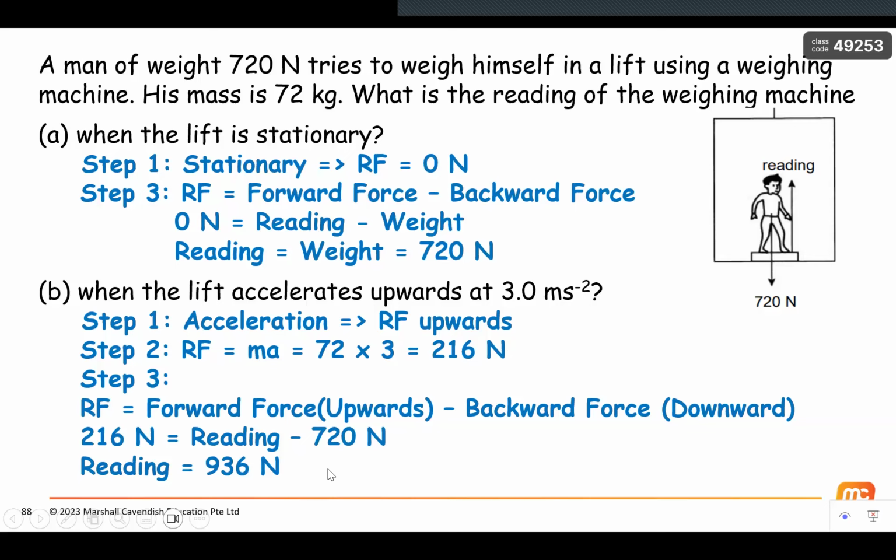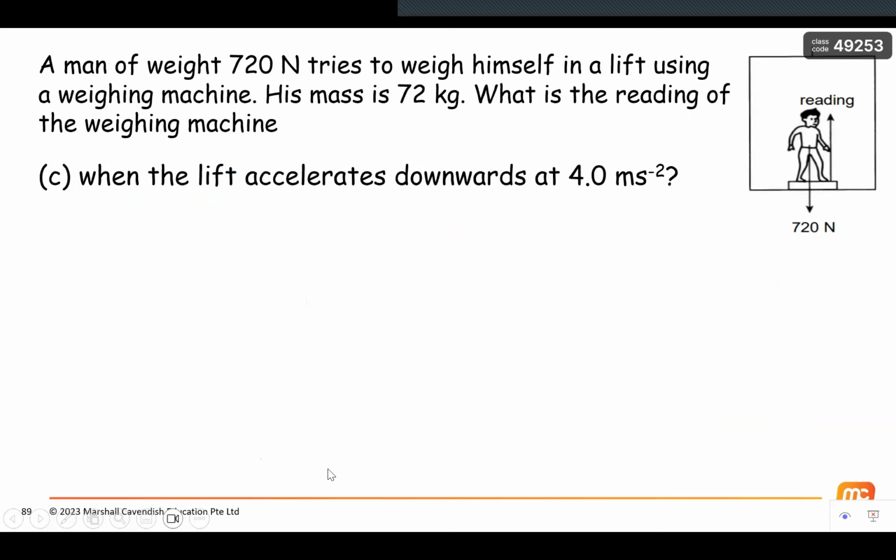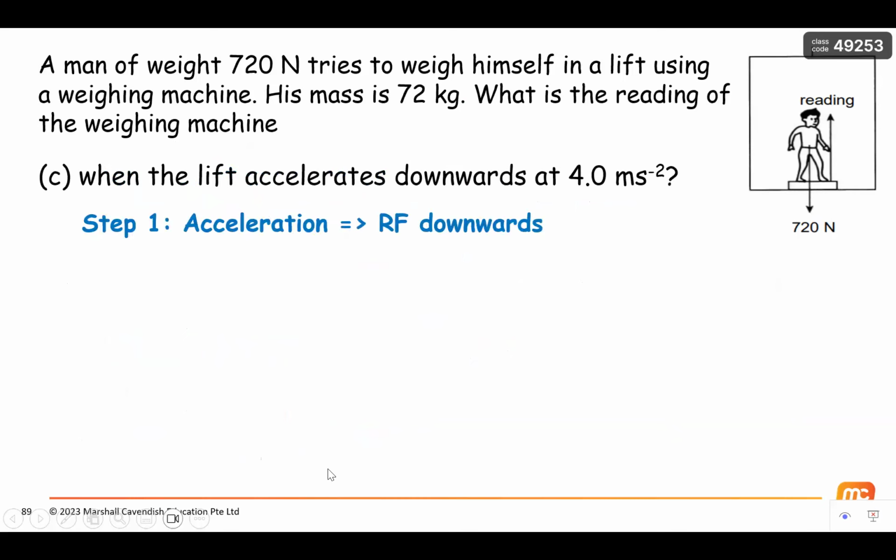Okay, then we go on to part C. Now the leaf accelerates downwards at 4 meters per second square. Again, there is an acceleration, so there will be a resultant force. And now, because the leaf is moving down, the resultant force is also downwards because the acceleration is downwards.